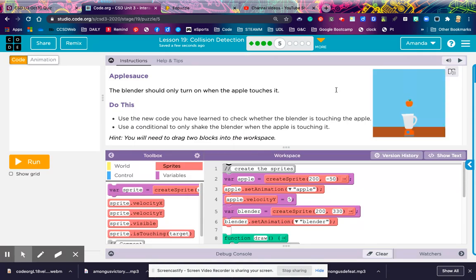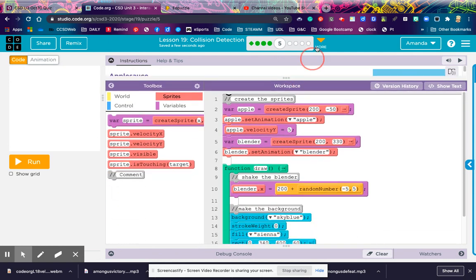All right, so applesauce. The blender should only turn on when the apple touches the target. Do this. Use the new code you learned to check whether the blender is touching the apple. Use a conditional to only shake the blender when the apple is touching it. Hint, you will need to drag 2 blocks into the workspace. I bet you we're going to use the Y value this time.